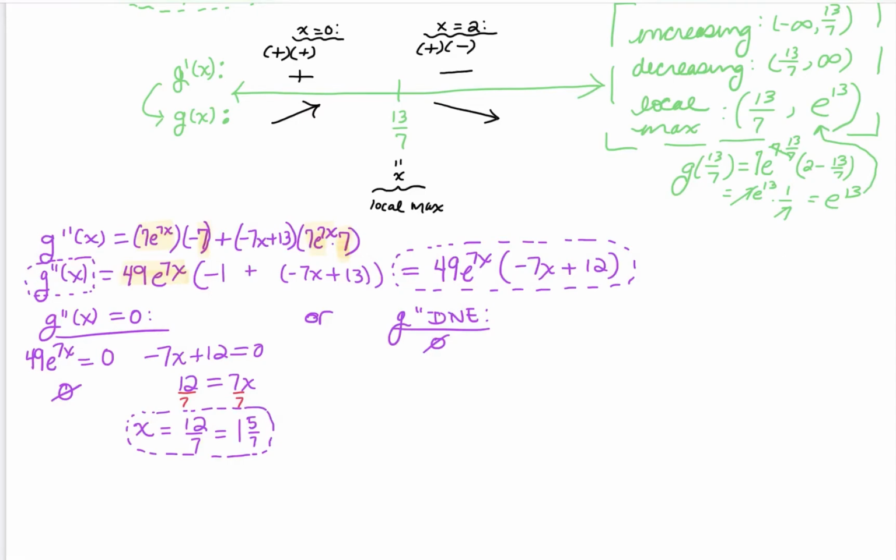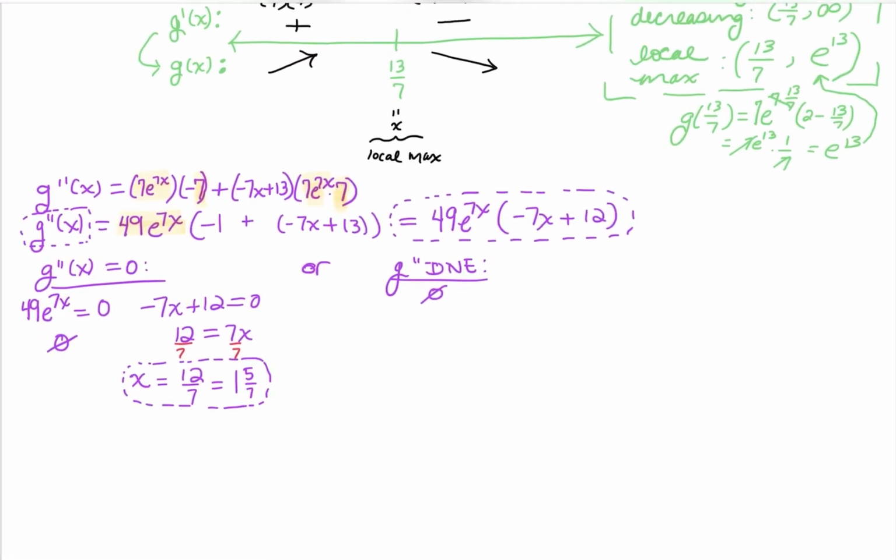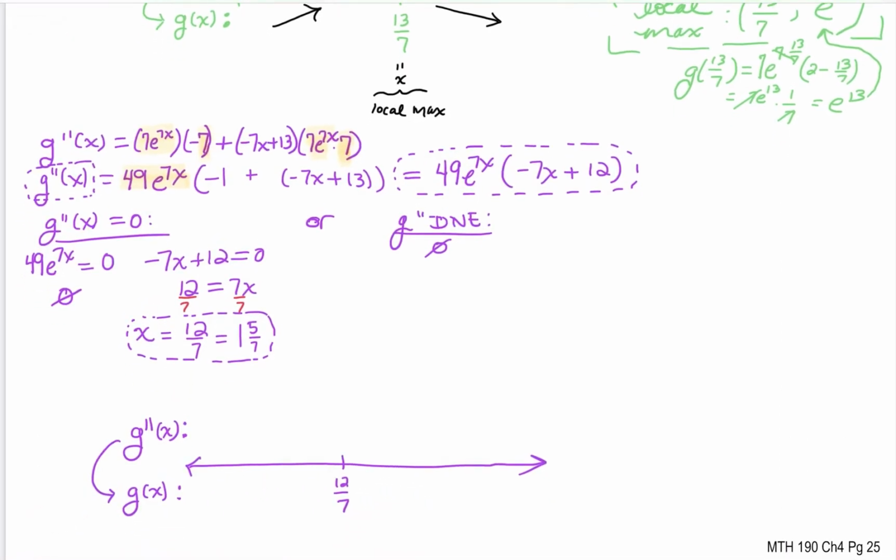So let's go ahead and do that sign analysis, substituting into the second derivative so that I can make conclusions about the original. I'm using 12/7 on my number line, where the second derivative was equal to 0. Picking something less than 12/7, this is going to feel a lot like what we did on the first derivative. I'm going to go with 0. The monomial, e to the 0, is positive; 0 plus 12 is positive, and so we are positive.